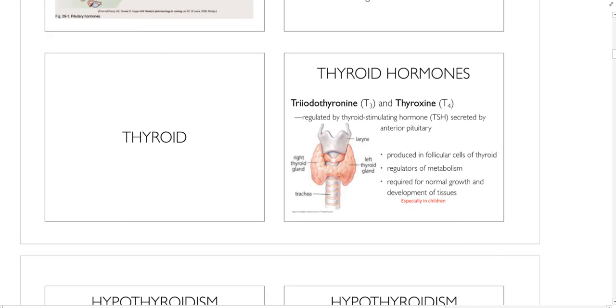So speaking of which, the thyroid produces triiodothyronine and thyroxine, otherwise known as T3 and T4, and they are regulated by TSH release, and they regulate the metabolism, and they're required for normal development and growth of tissues, especially in children.